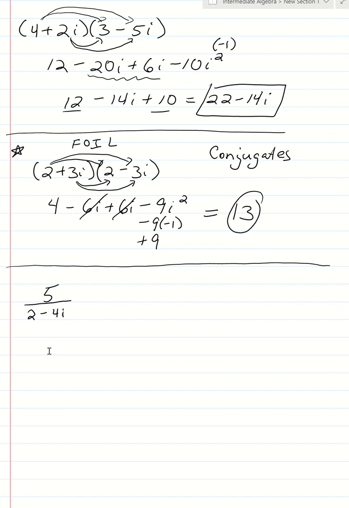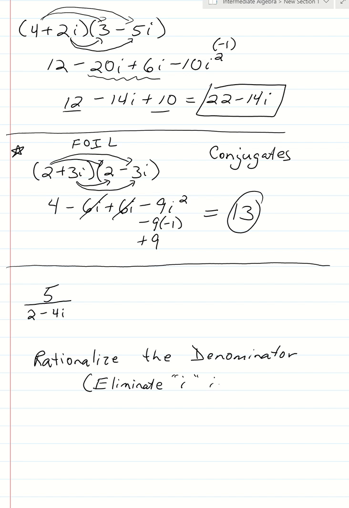our denominator. Once again, what we're going to have to do is to rationalize the denominator. Basically, what we're going to look to do is to eliminate any i's in the denominator. So we want to eliminate i in the denominator. That's how we're going to rationalize it.